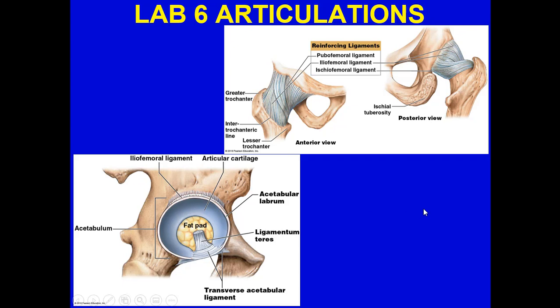That's without the femur. Put the femur in, and now what you have to do is start seeing the reinforcing ligaments: pubofemoral, iliofemoral, ischiofemoral, coming off from the femur. The ischial tuberosity right here, the greater trochanter and the lesser trochanter, and the intertrochanteric line.